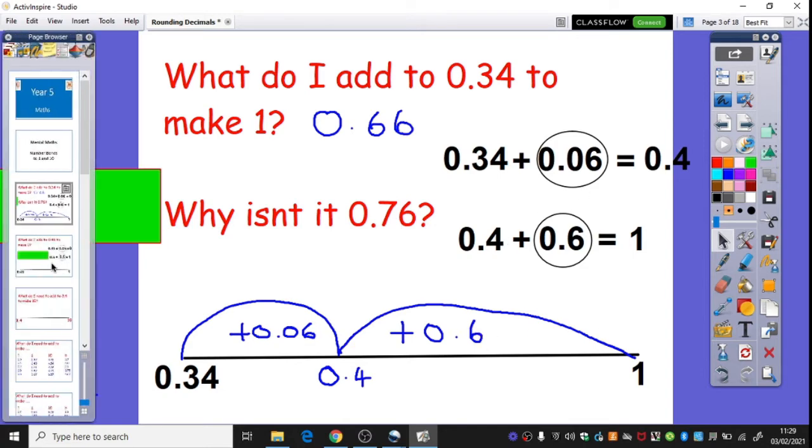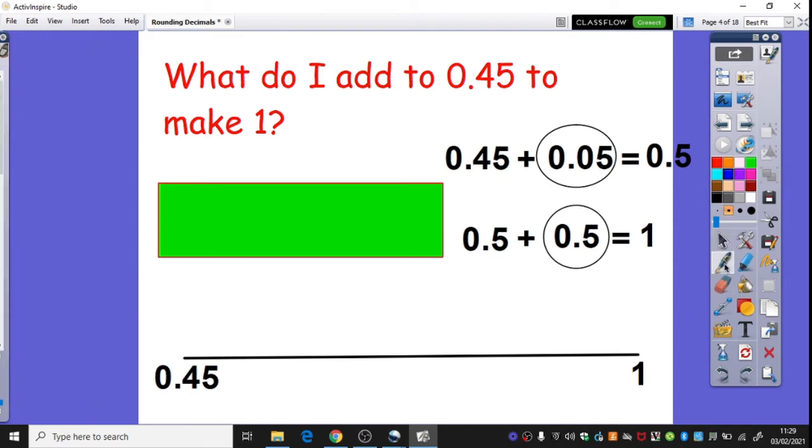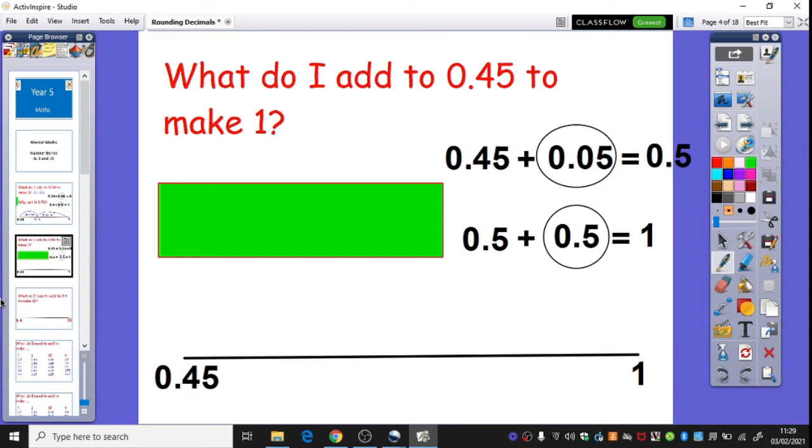So let's have a look at a second example. You can see it over here. So we're going to just show it on the number line again. This time, what do we need to add to 0.45 in order to make one whole?